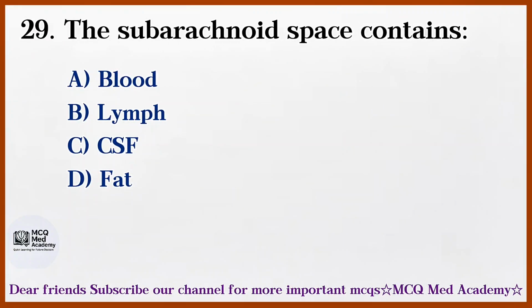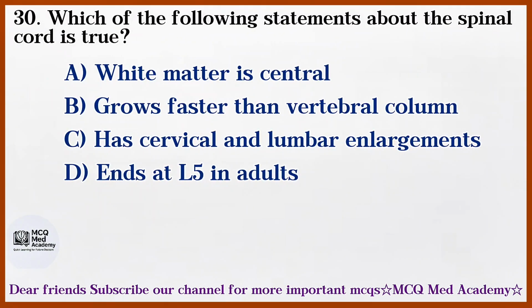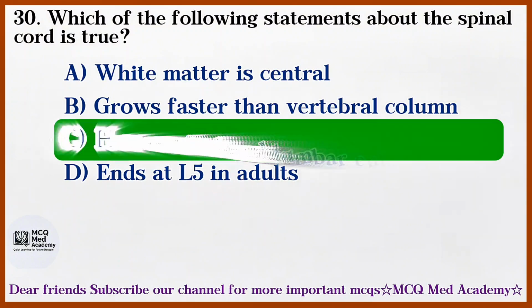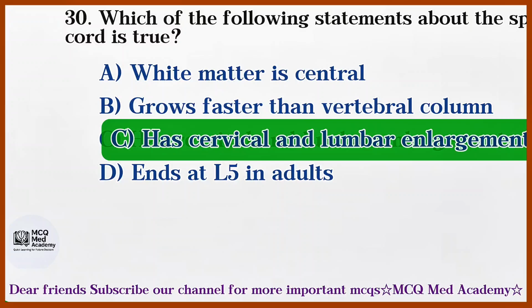29. The subarachnoid space contains: Correct answer, C. CSF. 30. Which of the following statements about the spinal cord is true? Correct answer, C. It has cervical and lumbar enlargements.